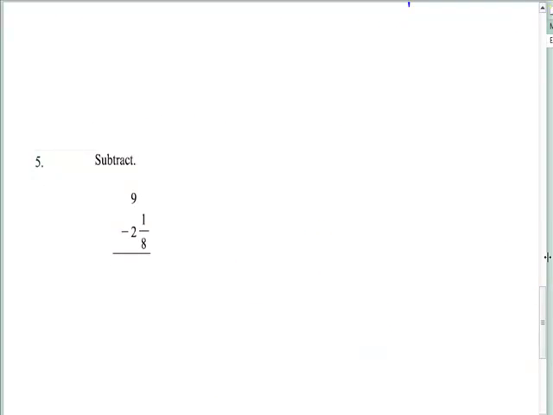And here's an example. I need to subtract. If I keep it as it is, and I do these as mixed, remember I'm doing every problem twice. If I do it as a mixed number, well, I can't take 1/8 from nothing. I have no eighths up there.